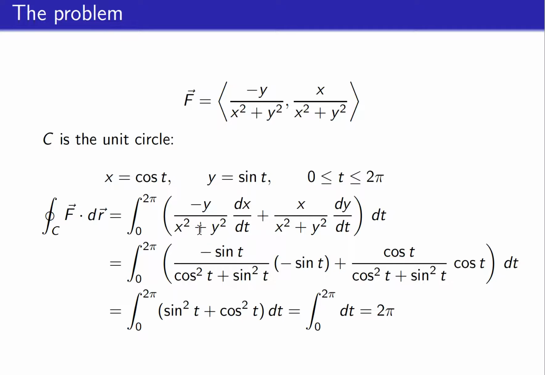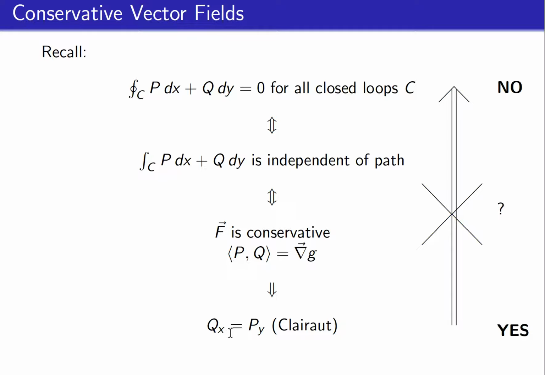Cosine squared t plus sine squared t, this bottom part is going to be 1. And then we're going to get sine squared t, we're going to get cosine squared t, we can add this up. This is going to be 1 here, the integral from 0 to 2 pi dt, that's just 2 pi. Hold on here, that's the integral of f dot dr. This is the integral of p dx plus q dy. That's not 0, it's 2 pi. So this is true, q_x equals p_y, and this is false. This integral of p dx plus q dy is 2 pi, not 0. So it's not possible that this implies this.